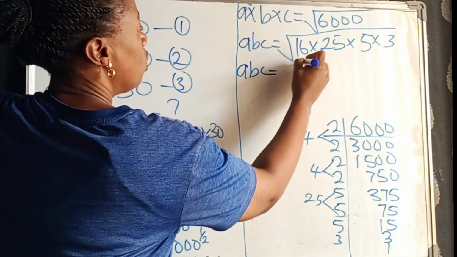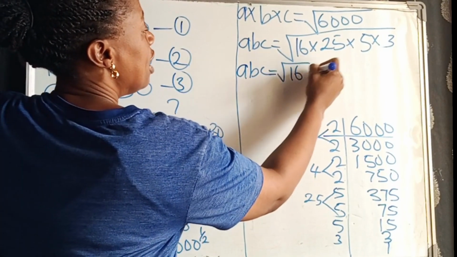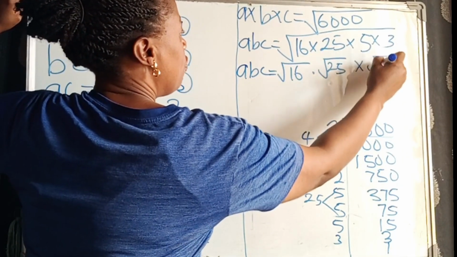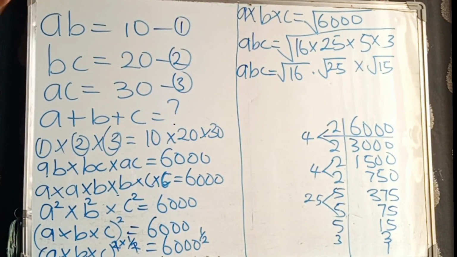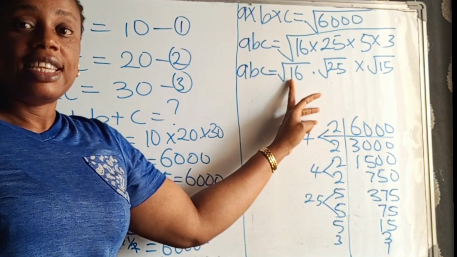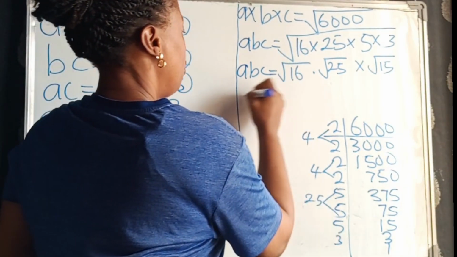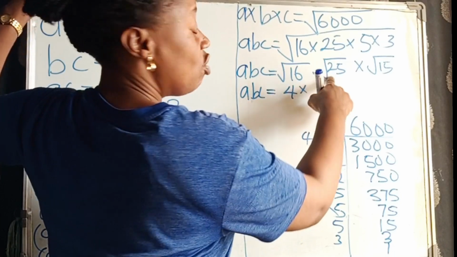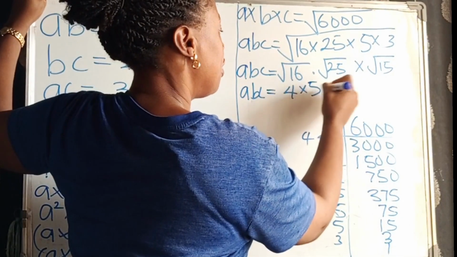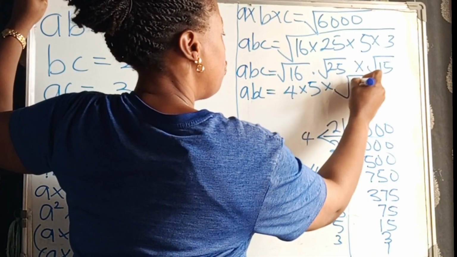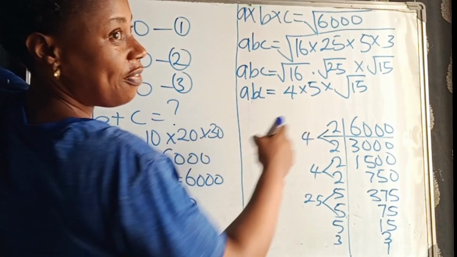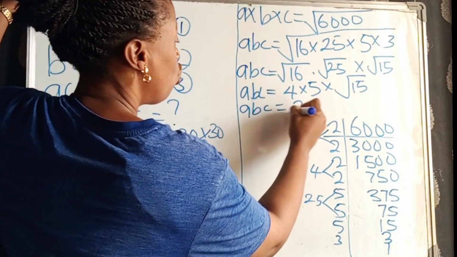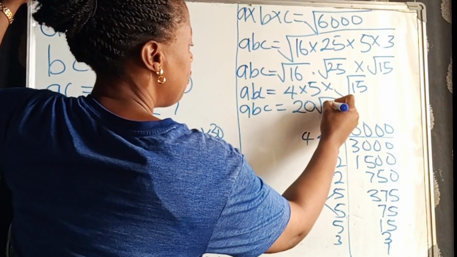ABC equals the square root of 16 times the square root of 25 times the square root of 15. The square root of 16 is 4, and the square root of 25 is 5, times the square root of 15. So 4 times 5 is 20. So ABC equals 20 root 15.